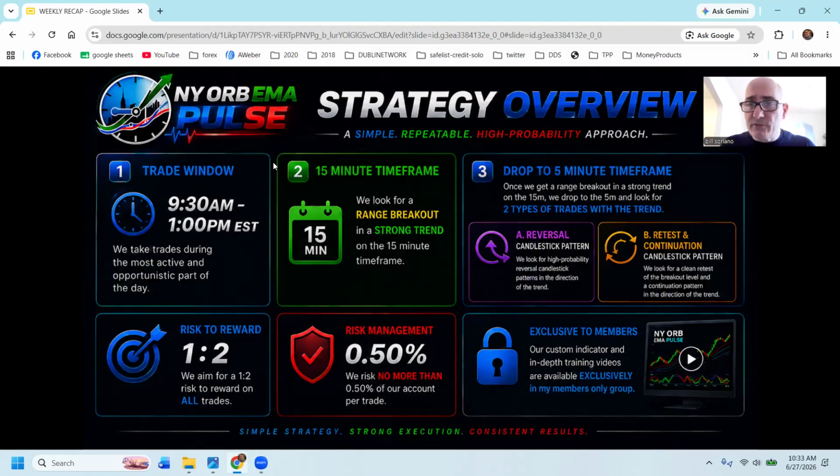So once that alert goes off, we drop down to the 5, and we're looking for two types of trades on the 5-minute, both going with the trend. We're always trading with the trend. Has to be a strong trend, right? We're looking for either a reversal confirmation or what we call a retest and continuation confirmation. Two different types of trades.